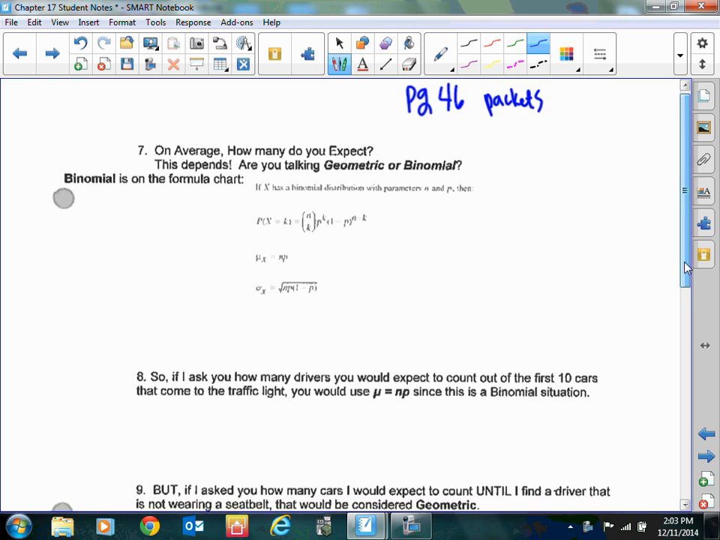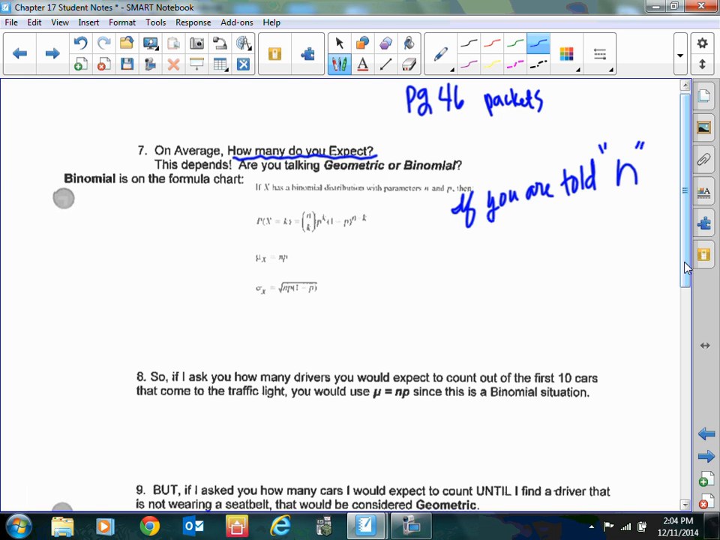Some of the questions that we're going to see today are going to ask you this: on average, how many do you expect to get? How many do you expect to get, whatever it's asking for? Well, there's an option there. If you are told the number of trials that you are going to look at, for example, they say, out of 12 people, how many of them do you expect to be lefties?